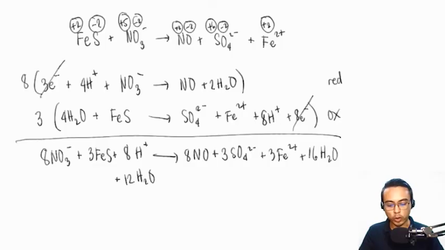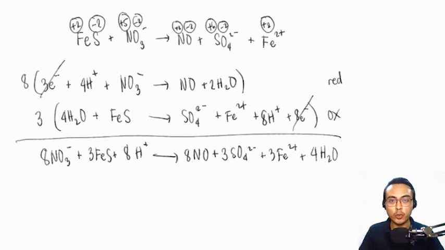You have 12 water on the reactant side and then 16 water on the product side. The difference is 4, and there are more water on the product side. Therefore, we only retain 4 water on the product side and then remove the water on the reactant side. This is now our balanced redox reaction.